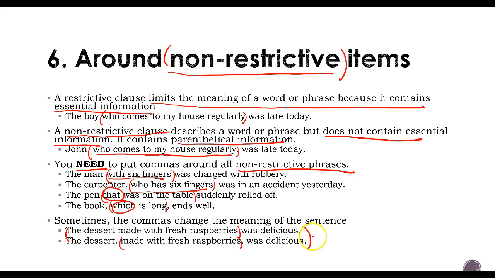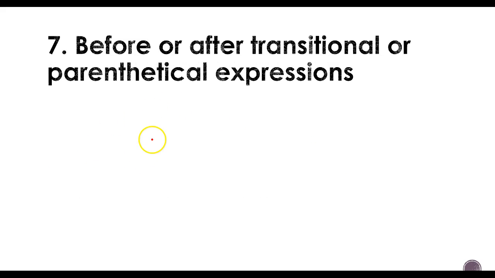So here we can see that the difference between essential and non-essential items is sometimes up to the writer to decide, which is why this is one of the harder rules. And it does change the meaning of the sentence. The dessert made with fresh raspberries was delicious is different than the dessert, made with fresh raspberries, was delicious. So there's non-restrictive items. It's probably the most difficult one. I would suggest watching this a couple of times and also read the Hacker section that talks a little bit about it.